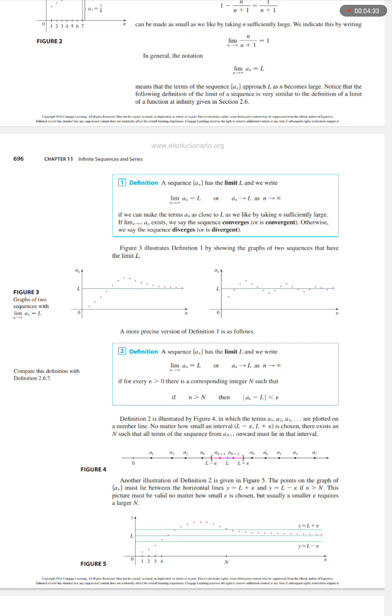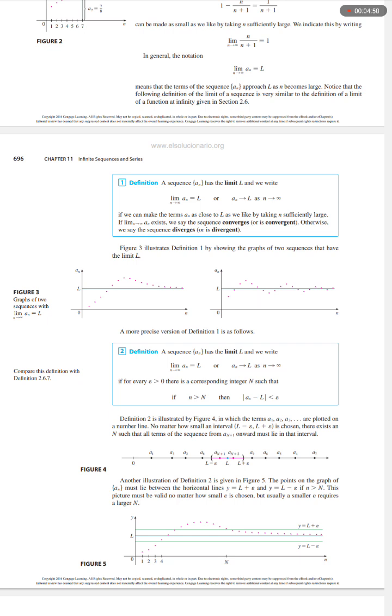Figure 3 illustrates definition 1 by showing the graphs of two sequences that have the limit L. Figure 3: the limit of a_n as n approaches infinity is L.